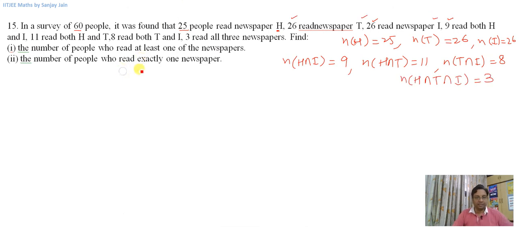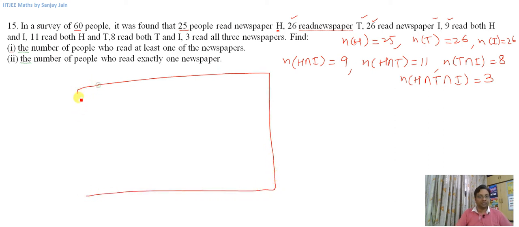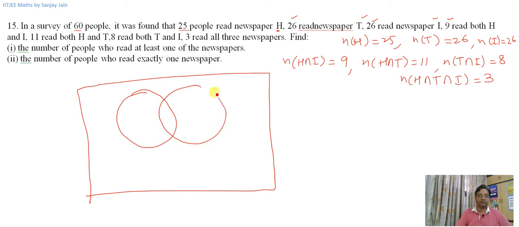I've created some space here because it seems a little lengthy question. So let us draw this Venn diagram, and there are 3 newspapers. So let me draw 3 circles intersecting each other, because there are people who are common to all these three. H, then there is T, and there is I.